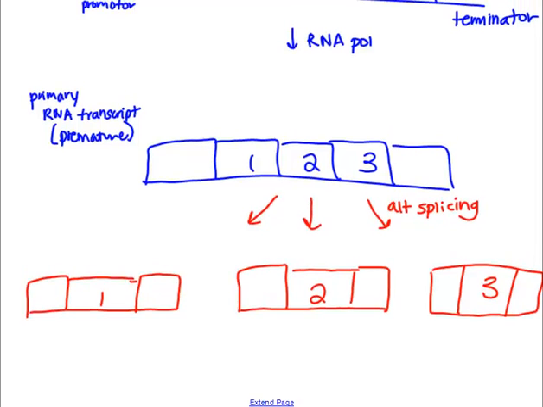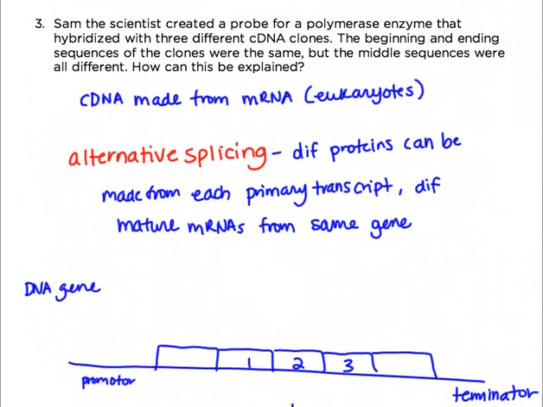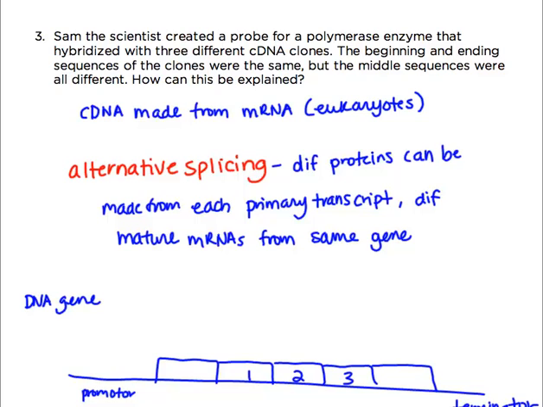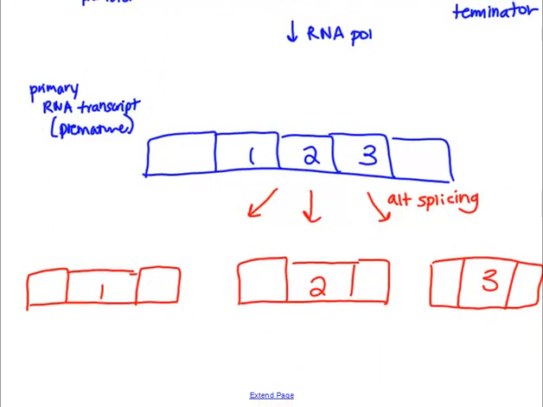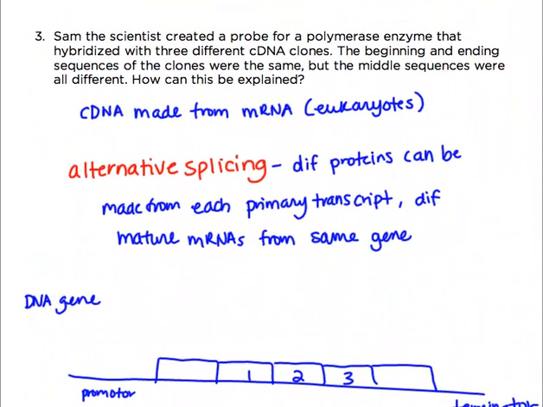So these 3 mRNAs are made from an original transcript, and this probe that the scientists made will hybridize with the 3 separate ones in the beginning and the end, but the middle sequences won't hybridize because they're different. Okay? So this alternate splicing is the answer for this question.